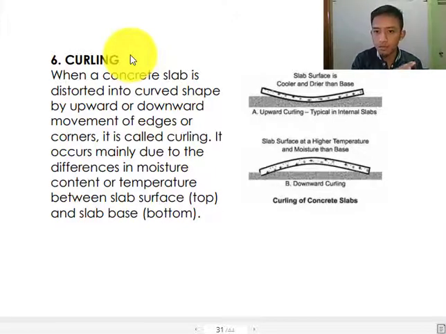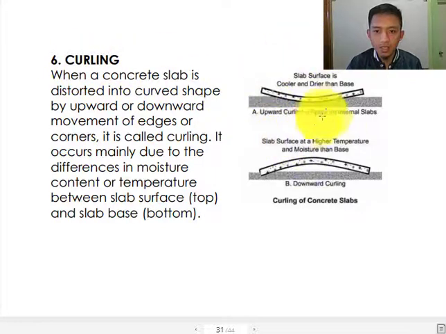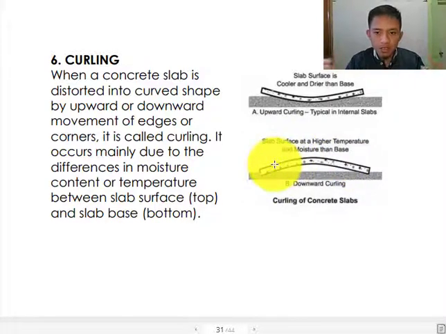Curling. Curling is actually not that observed, supposedly. This is due to the difference in temperature between the top and the subgrade. If it is very hot on top, then that side of the slab will try to expand, while the other side is still the same. So that will expand, therefore it will curve that way.